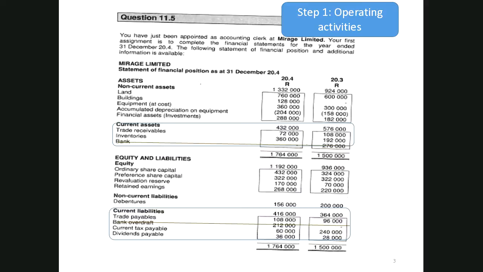Okay, just going back here, the reason I'm going back here is I just want to see there's land and there's buildings, there's equipment, and there's accumulated depreciation on equipment. Normally, I'll only look at this when I'm looking at investing activities. The reason I'm looking at this now is because I want to see what's going on with depreciation, because they haven't told me how much the depreciation is for the period.